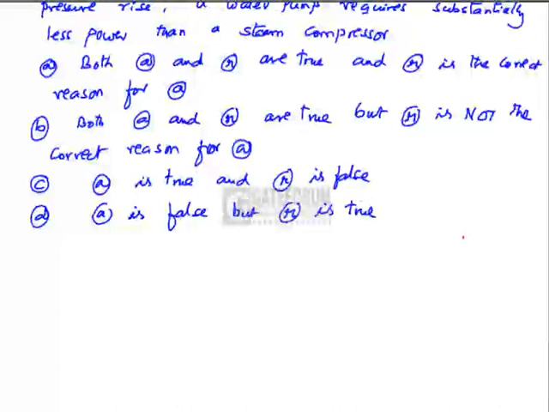Whereas if you pump the water, which is an incompressible fluid, its specific volume is practically a constant and is of very low value, that is 0.001 meter cube per kg. So for the same pressure rise, when water is being pumped, it requires far lesser work input as compared to the steam compression for the same pressure rise, because water suffers no change in specific volume. Moreover, specific volume of water is also very low, 0.001 meter cube per kg. So the reason R is also true. Reason R is the correct explanation for the assertion A. The answer is option A.